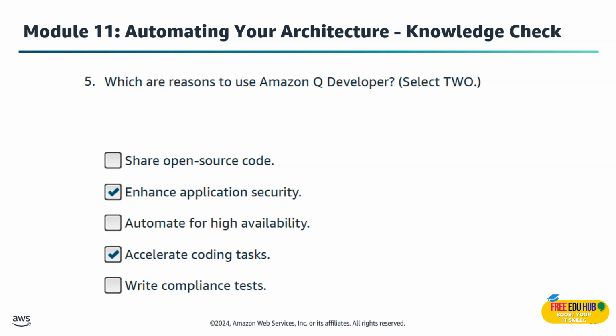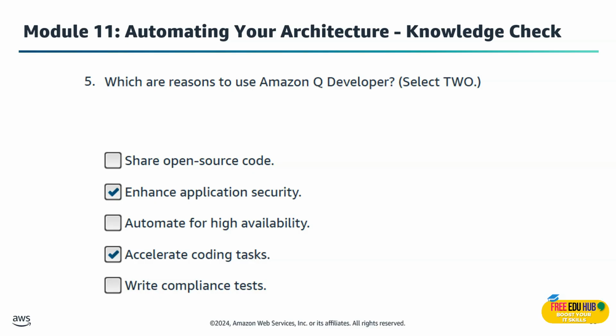which are reasons to use Amazon Q Developer? So two answers are enhance application security and accelerate coding tasks. Amazon Q Developer speeds up coding by suggesting lines of code, generating functions, and even identifying potential security issues.